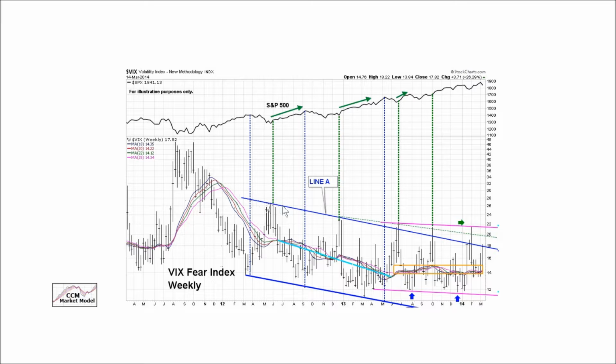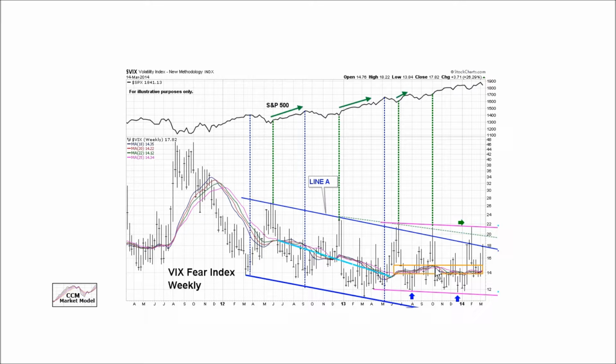You can see we had this downward sloping trend channel here that seemed to bound the VIX. When the VIX bounced at the bottom of the trend channel, the probability of bad things happening in the stock market increased. Bounced at the bottom of the channel, bad things happened. Bounced at the bottom of the channel, bad things happened. You can see now the trend in the VIX or fear was down as the stock market was going up.